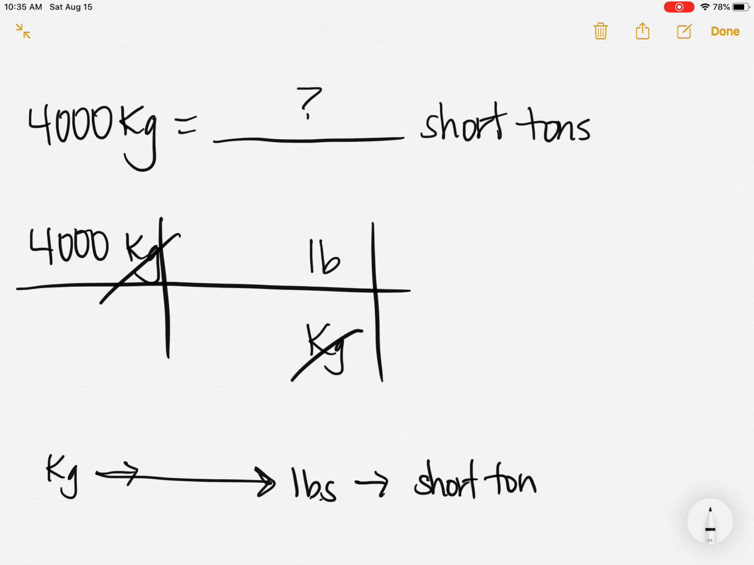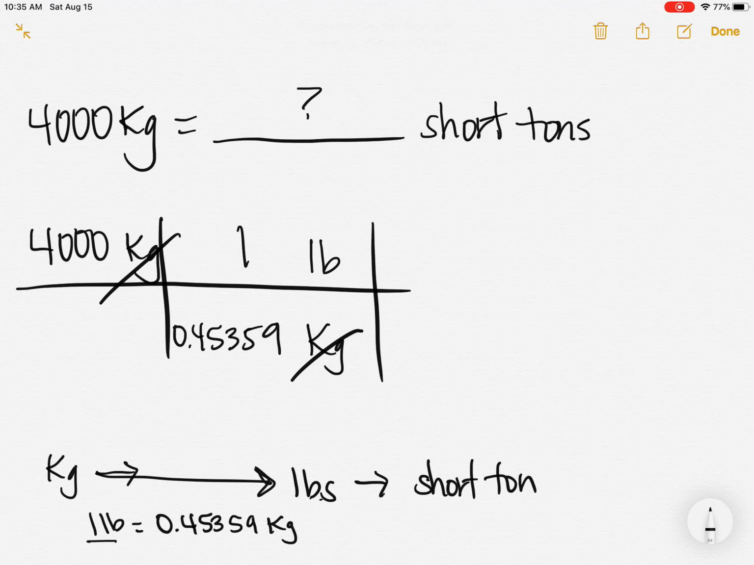So kilogram to pound, my kilograms will cancel. I go to my sheet and look up, let's just pick one. The first one I saw was 1 pound equals 0.4539, and so on and so forth, and I'm going to call it done kilograms. So again, you're just filling in the numbers with the unit they are in the conversion factor. So 1 pound is 0.45 blah blah blah kilograms. Okay. So I've done that.